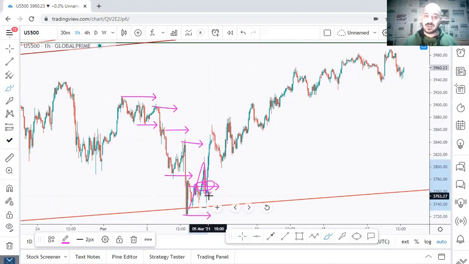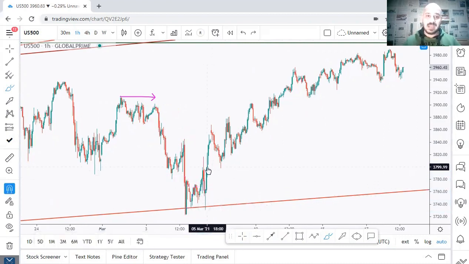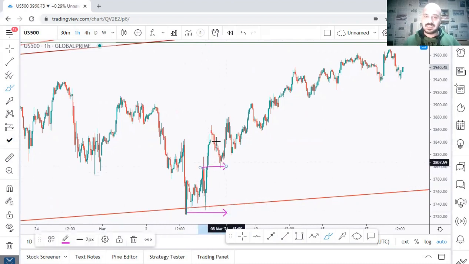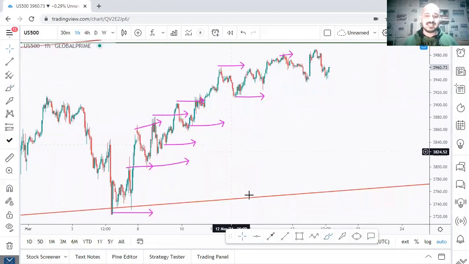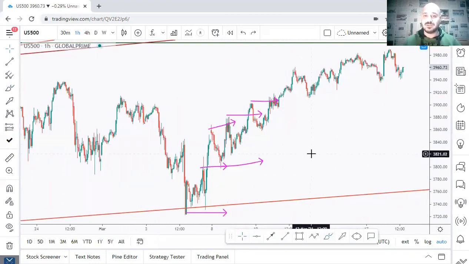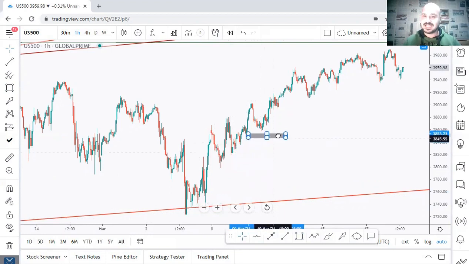Now the uptrend started, and starting from here, the price started to make higher highs, right? Higher highs and higher lows, right? Higher high, higher low, higher high, higher low. And as you can see, the price failed to break below the previous low many times. Let me show you an example. So here we've got a low, the price couldn't break below it, and so on.